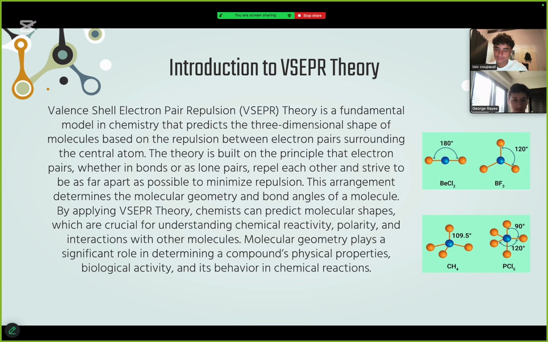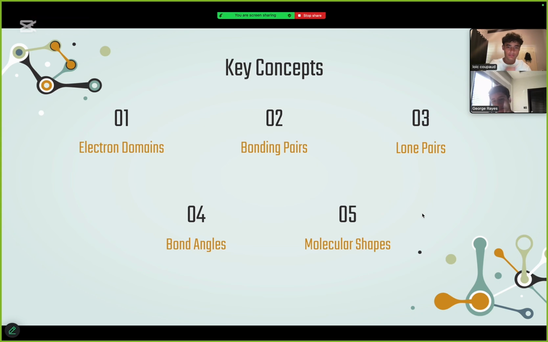By applying VSEPR theory, chemists can predict molecule shapes, which are crucial for understanding chemical reactivity, polarity, and interactions with other molecules. Molecular geometry plays a significant role in determining a compound's physical properties, biological activity, and its behavior in chemical reactions. And here we show examples of that in the pictures.